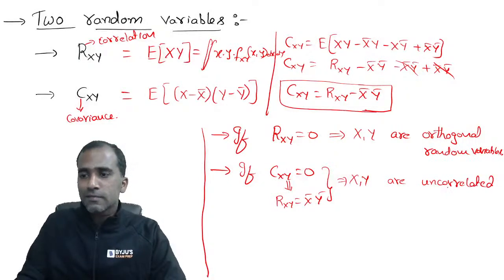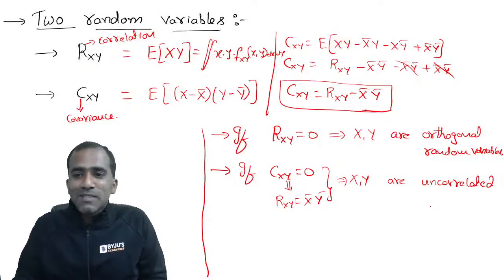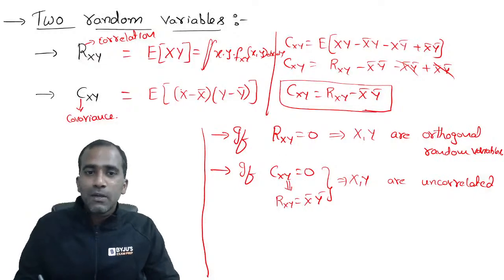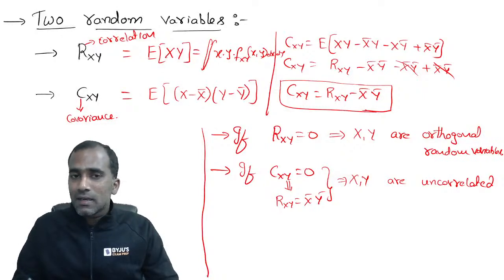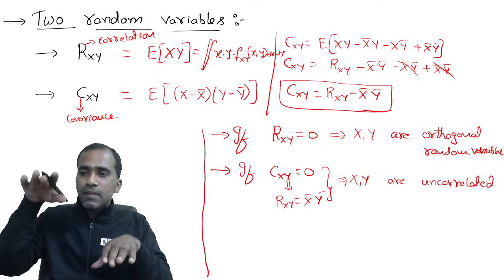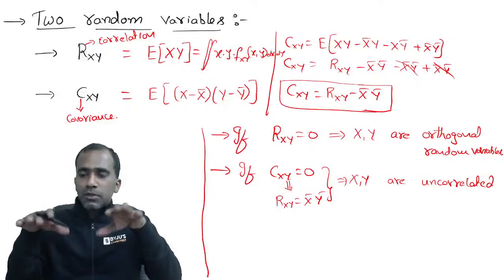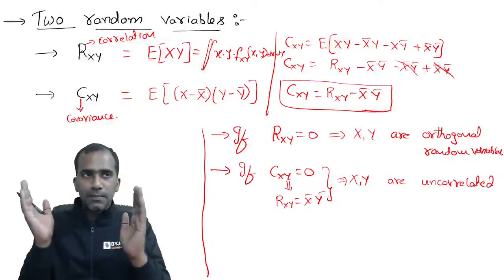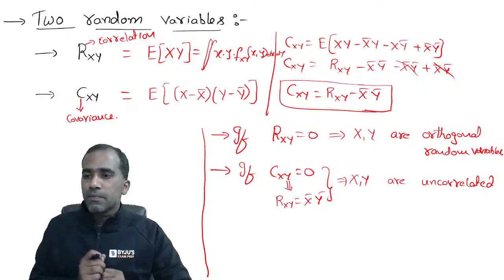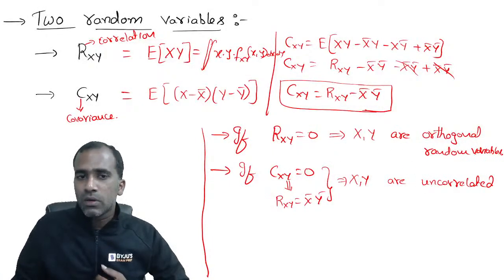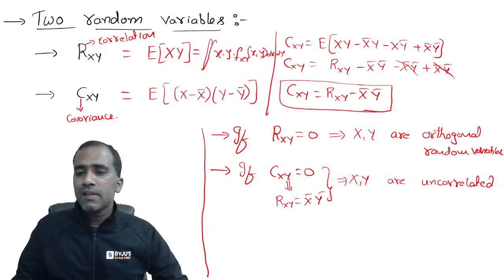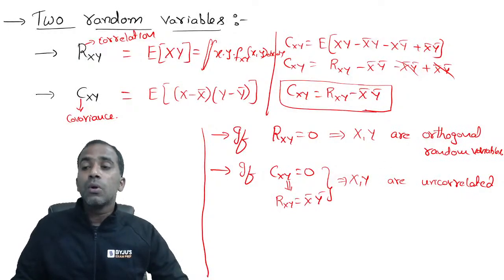Uncorrelated. Sir, when covariance becomes 0, you are calling it uncorrelated? Yes, because Rxy also finds correlation. Cxy is also finding correlation only, but you are removing the mean values, which means you are recentering them, putting them at the same level. By removing the mean, you are putting them at the same center and then comparing. That gives you the exact correlation, so that's why we call it uncorrelated. When covariance becomes 0, only then do we call the random variables uncorrelated, not when correlation becomes 0.